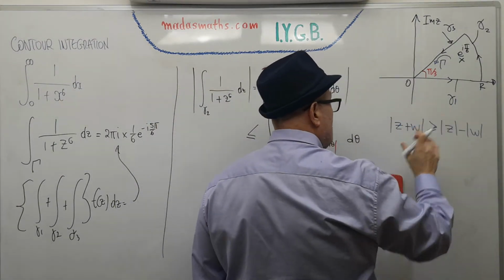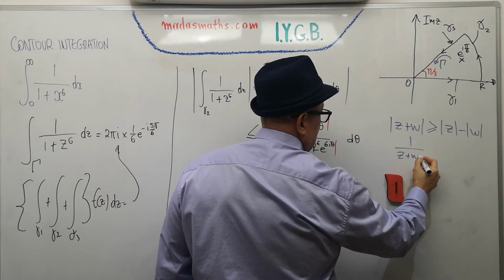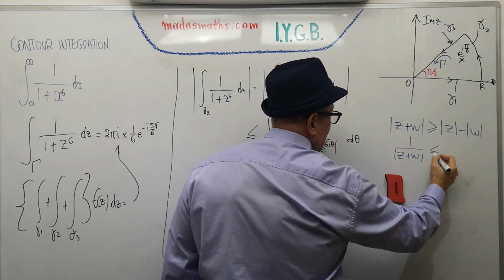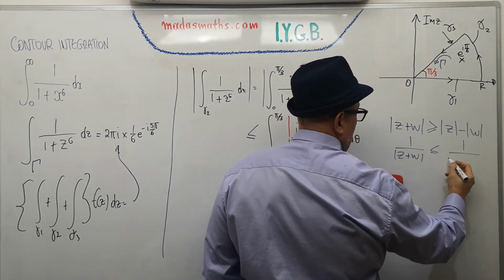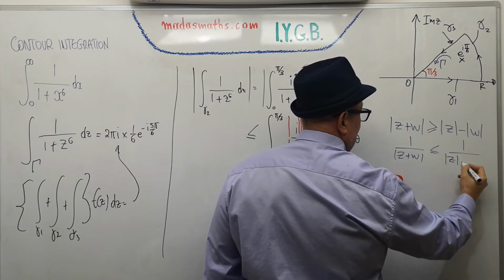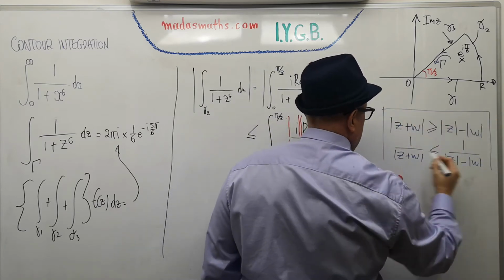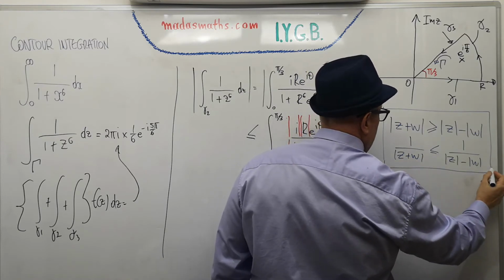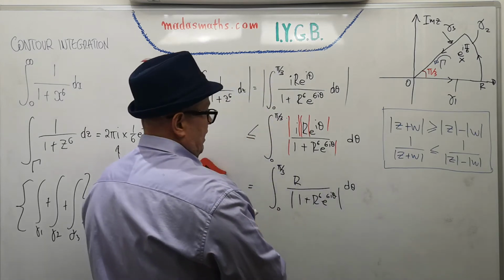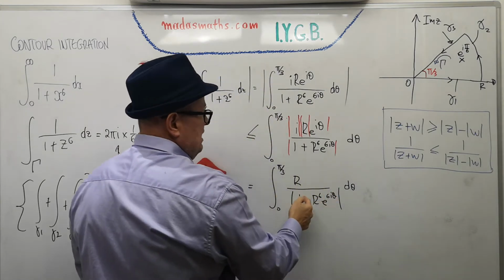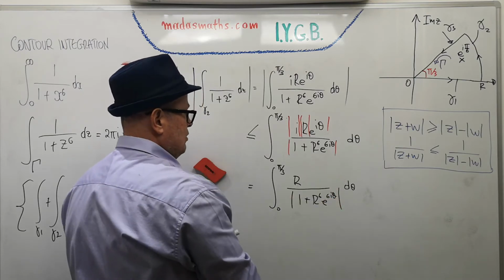So both sides at the moment are positive, which allows me to reciprocate and say quite clearly 1 over the mod of z plus w is less or equal, now it reverses the inequality, to this. This is a standard inequality used in estimations in contour integration an awful lot. So I'm going to use it on this bit here. This is my z and this is my w, or the other way around, it doesn't really matter.